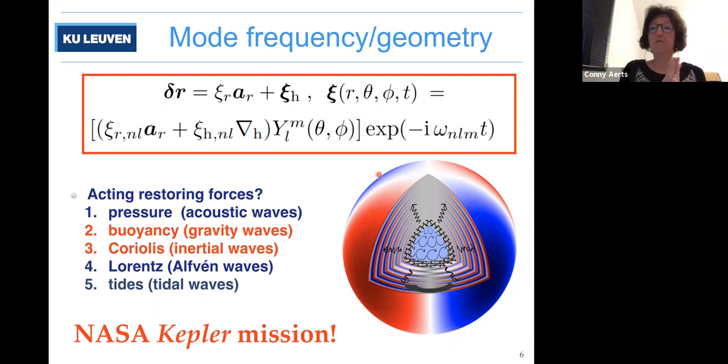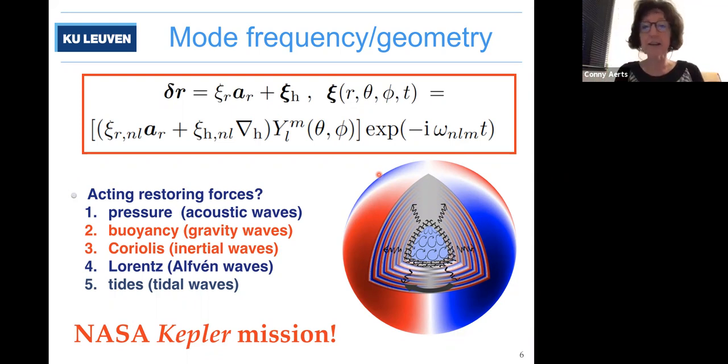In a rotating star, and all stars rotate, no matter how slow, we also have a Coriolis force. If that force is acting as the dominant restoring force, you create what we call inertial waves. If your star is magnetic, we have a Lorentz force, and we create Alfvén waves. And if you're in a binary or a multiple system in general, and tides come into play, then we speak of tidal waves. Now, three of these wave types are indicated in dark blue. Why is that? Well, the other two are in red, and the red is actually the message that I want to bring. Gravity waves and inertial waves typically have periodicities of the order of a day. If you want to do that type of asteroseismology from the ground, you're really in trouble, because we happen to live on a planet that revolves with a period of a day. And that is horrible to disentangle.